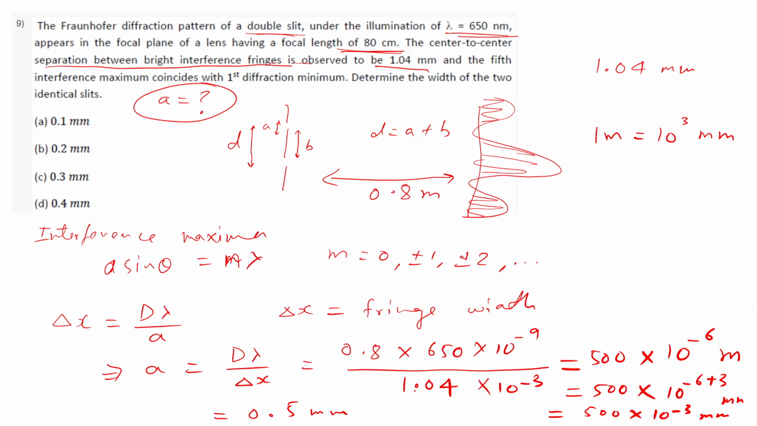Okay. And I need to find out here the separation. Determine the width of the two identical slits. Okay. So this A I have got is 0.5 mm. I need one more slide.